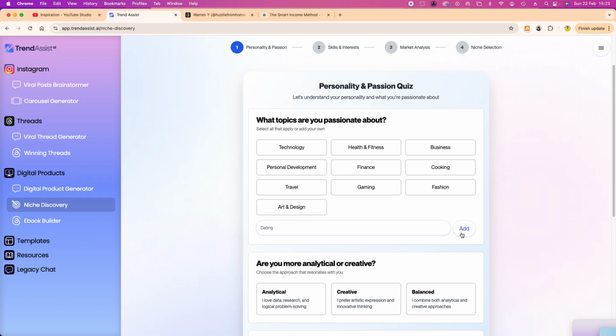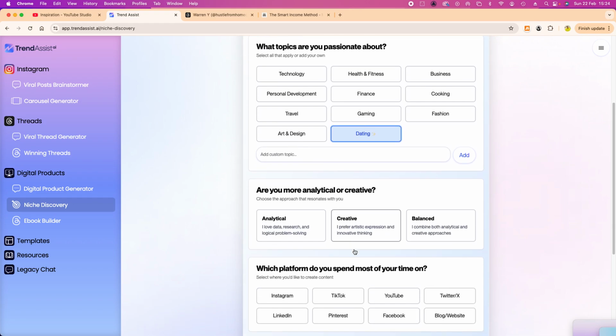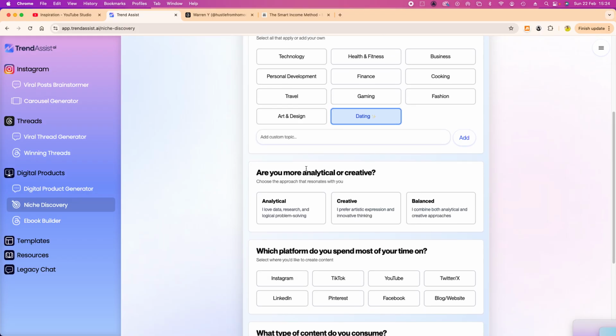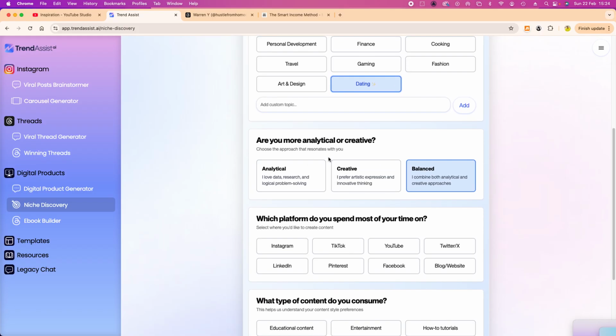I want to add dating. Okay, so we're gonna go with dating. Are you more analytical or creative? Right. So let's say a balance of both, because I'm creative, but I'm also a bit of a logical problem solver. So I like the balance.